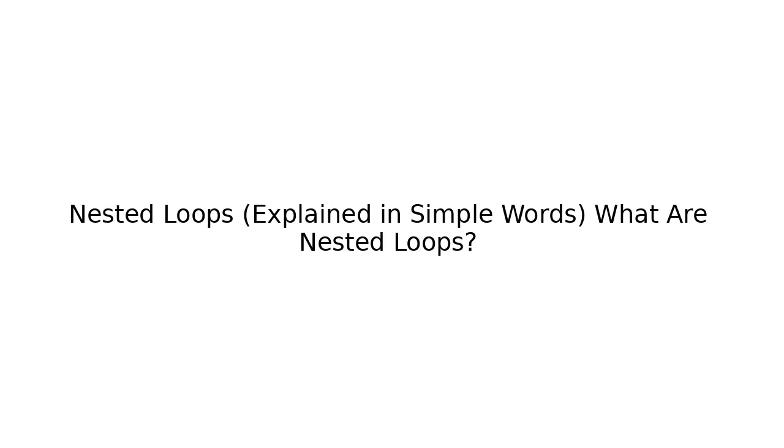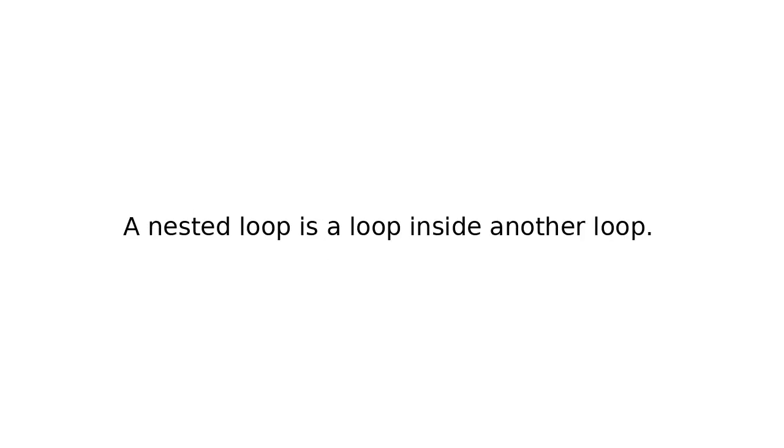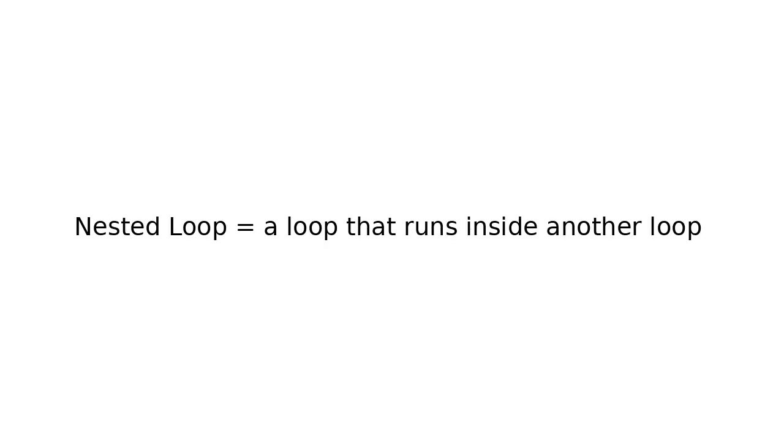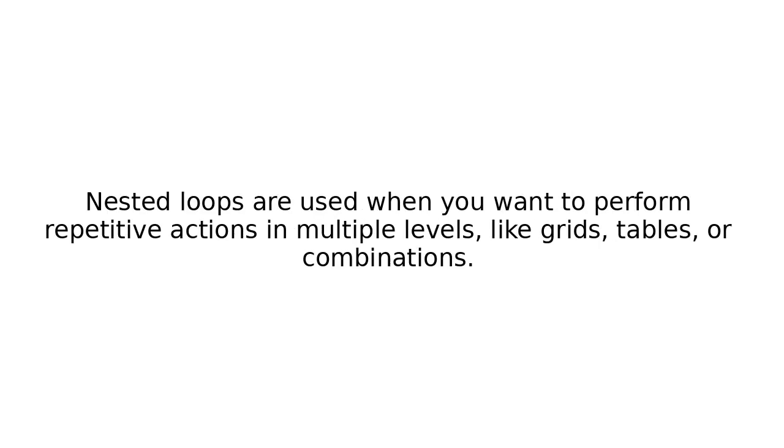Nested loops. Explained in simple words. What are nested loops? A nested loop is a loop inside another loop. In simple words, a nested loop equals a loop that runs inside another loop. Nested loops are used when you want to perform repetitive actions in multiple levels, like grids, tables, or combinations.